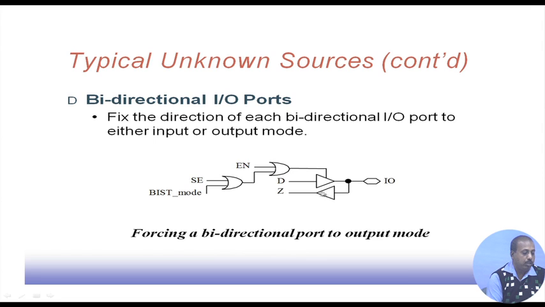Now, what we may want is to configure this bidirectional pin in output mode during BIST operation. During BIST operation, this BIST mode signal is 1. As a result, this is 1, this is 1, and whatever be the value of this enable line, whatever be the value of this scan enable line, this line will get a 1. As a result, this port will be configured as an output port. So, in this case we have fixed the direction of this IO port to output mode.